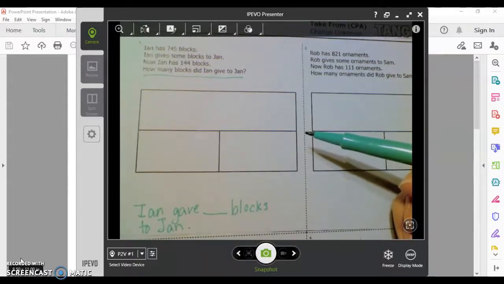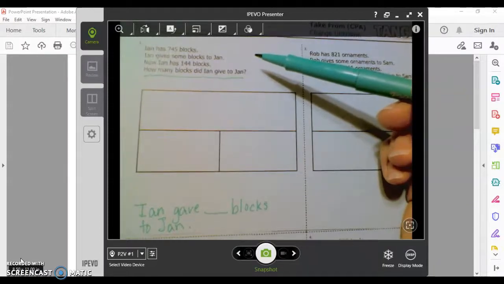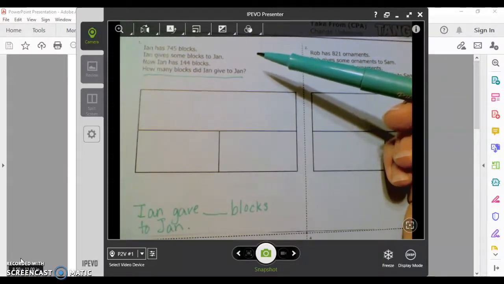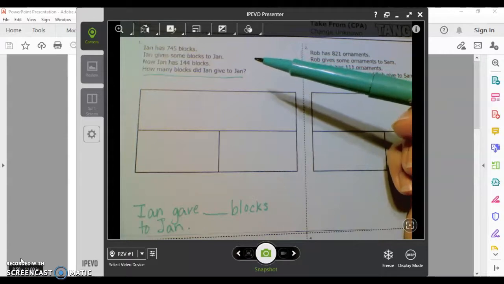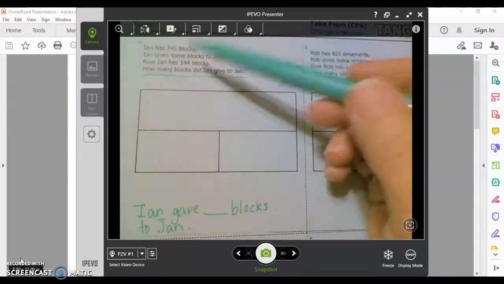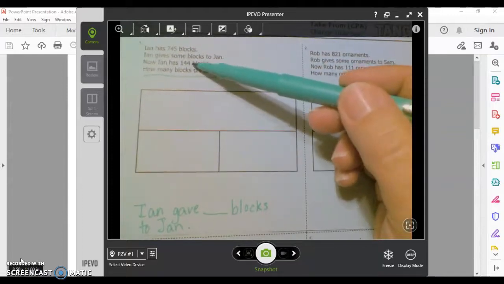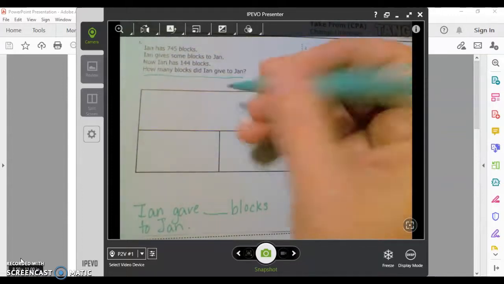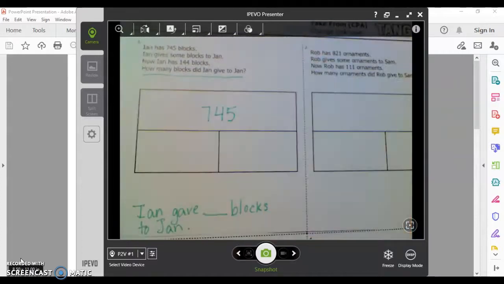So I'm going to look at my problem. It says Ian has 745 blocks. Ian gives some blocks to Jan. We're not sure how many. Now Ian has 144 blocks. This is a part-whole word problem. We know the whole, 745 blocks, and we know one part, and we just need to figure out the other part. So my whole is 745. Go ahead and write that in your box also.